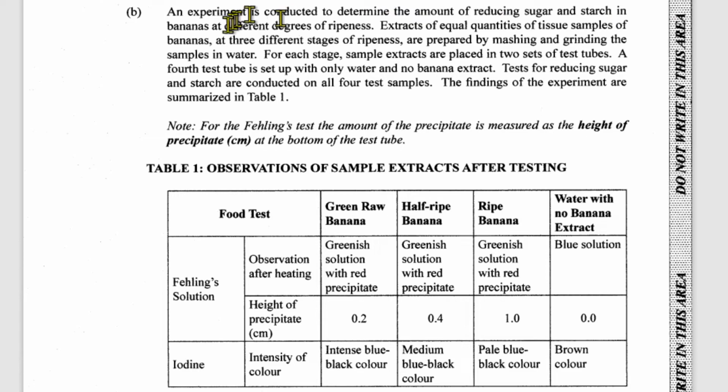Here we have a question that's a little longer, but it's not difficult at all. An experiment is conducted to determine the amount of reducing sugar and starch in bananas at different degrees of ripeness. Extracts of equal quantity of tissue samples of bananas at 3 different stages of ripeness are prepared by mashing and grinding the samples in water. For each stage, sample extracts are placed in 2 sets of test tubes, and a 4th test tube was set up with only water and no banana extract. Of course, that's the control. Tests for reducing sugar and starch are conducted, and the findings you can see here.